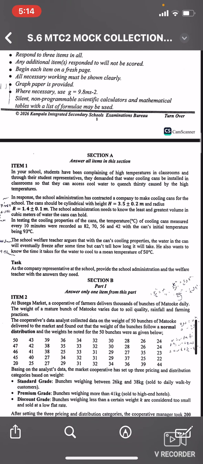Now item 1, I'm going to break it down for you, but before breaking it down, allow me to read it for you. Item 1 says, in your school, students have been complaining of high temperatures in classrooms and through their student representatives, they demanded that water cooling cans be installed in classrooms so that they can access cool water to quench thirst caused by the high temperatures.